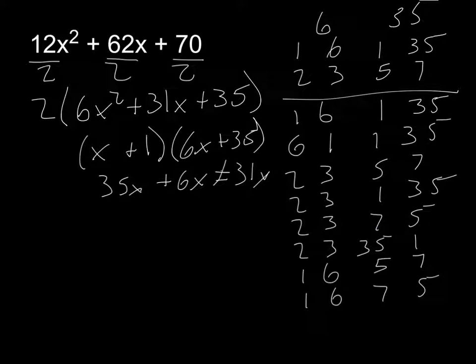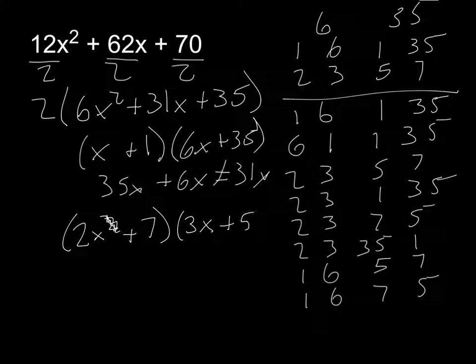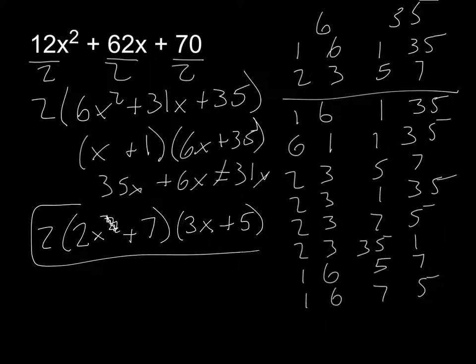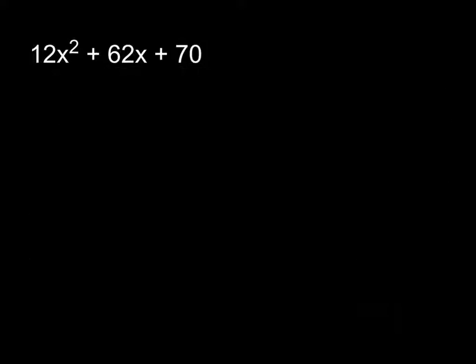We just need to write it out as 2, then x plus 7 and 3x, sorry, this is not a square here, this is just x, and 3x plus 5, and don't forget that GCF of 2 is there. This is our final answer, and we could FOIL it out to make sure it works.